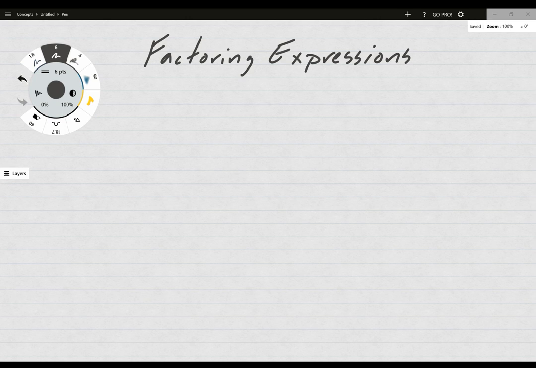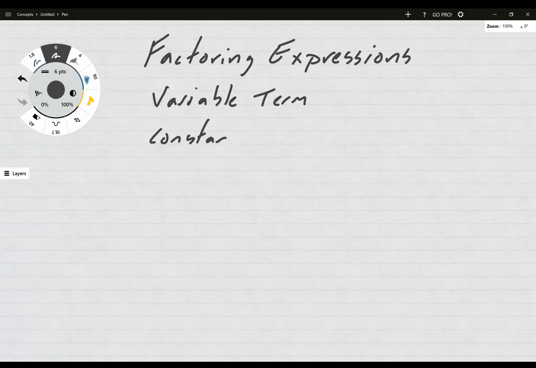Right, so let's look at factoring expressions. When we're factoring expressions, we're always going to have two different types of terms in our expressions. We're going to have a variable term and a constant term. A variable term is going to have a variable attached to a coefficient. So, for example, 32x would be a variable term, and a constant term is just an integer, either a positive or negative integer. So 4 would be a constant term.